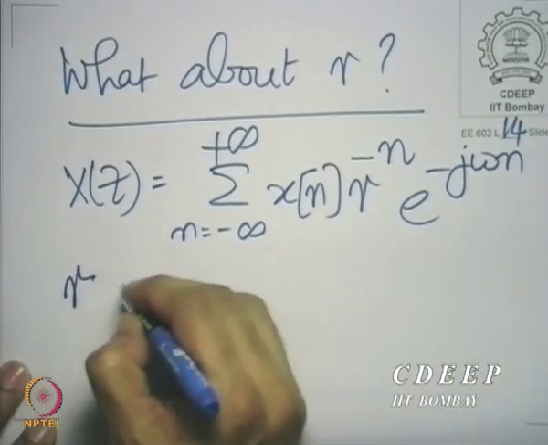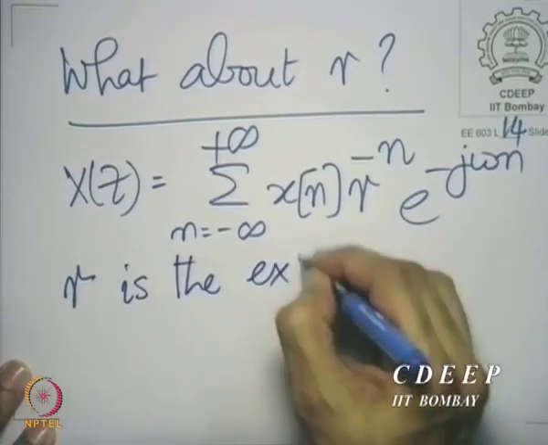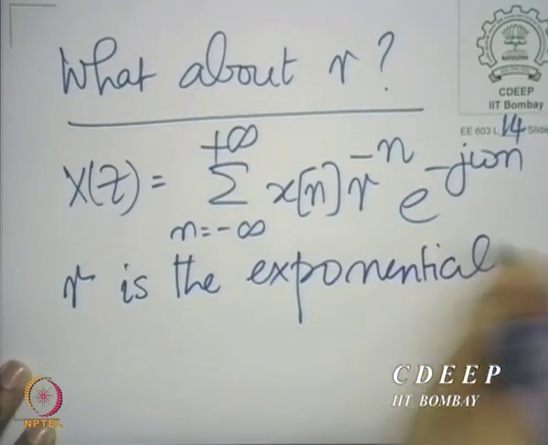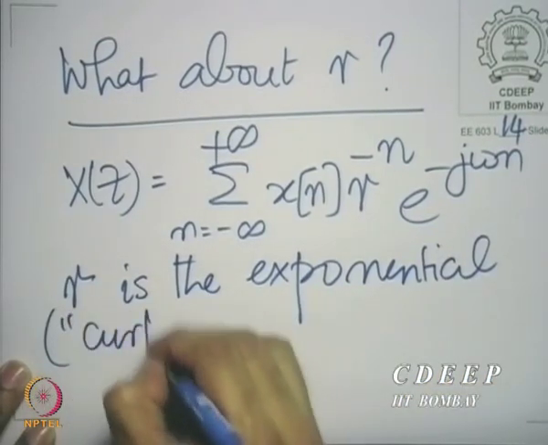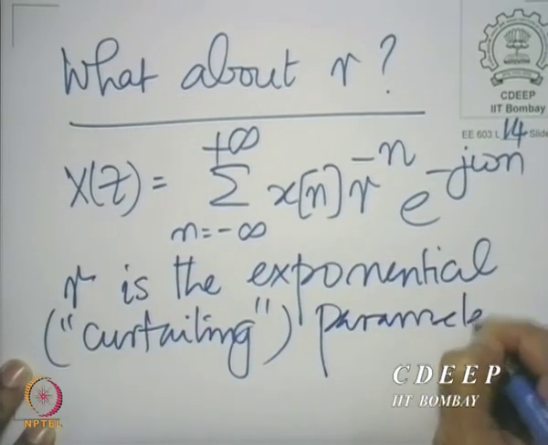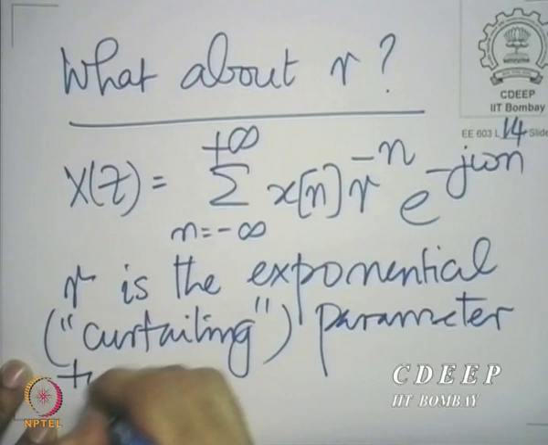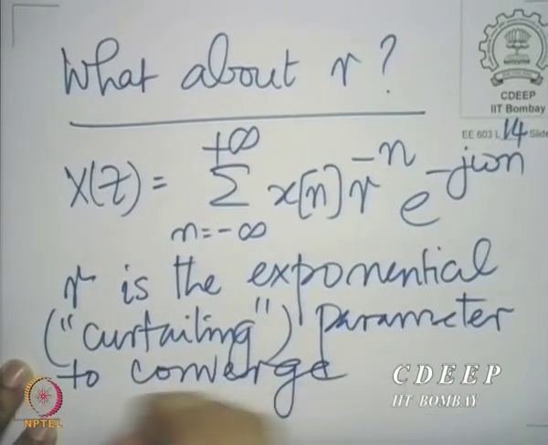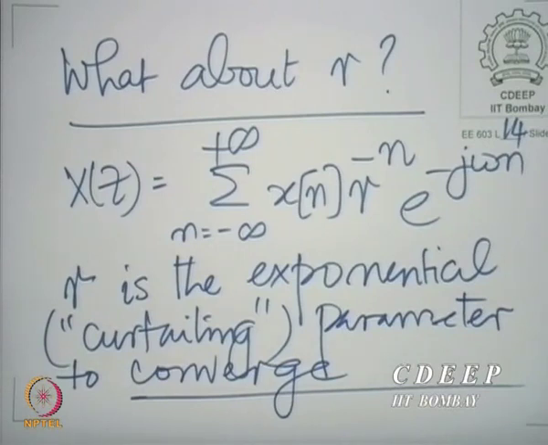So, r is the exponential or curtailing parameter, if you may call it that. Essentially, it ensures that the sequence converges on multiplication by this exponential. So, r is in some sense the rate at which the exponential must grow to capture the sequence, or another way of looking at it is that r to the power minus n is the exponential that must capture the sequence to bring it into convergence. That is the way to understand it.